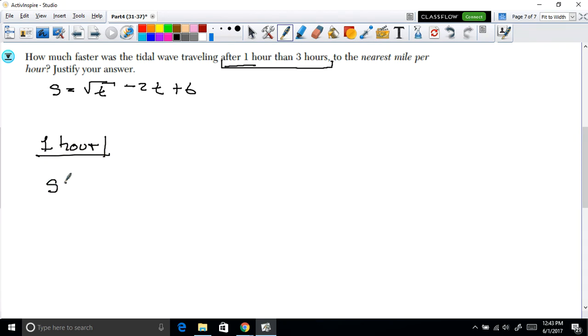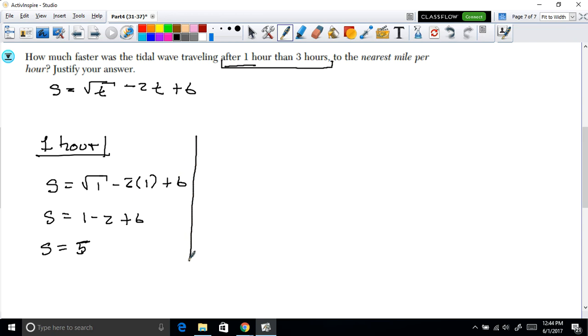What is the tidal wave? Well, S equals, if it's 1 hour, that means that t is equal to 1. So we got the square root of 1 minus 2t plus 6. The square root of 1 is 1. Oops, I'm sorry, I forgot to substitute t here. Perfect. 2 times 1, that's 2, plus 6. If we simplify this, we're going to get our answer of 5. So S is equal to 5. So at 1 hour, the tidal wave is 5.